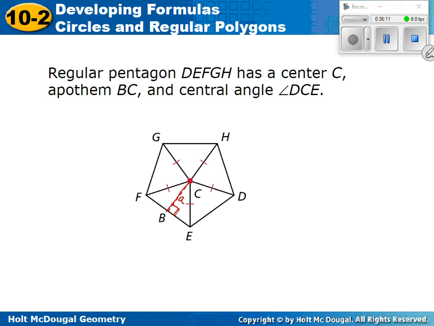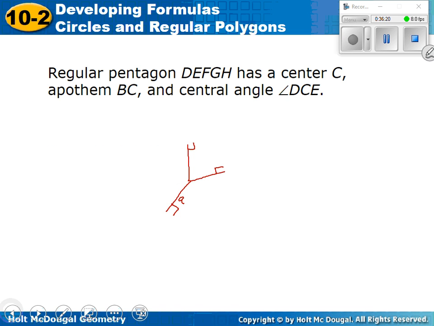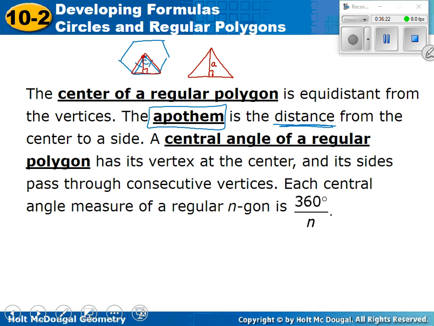This is your apothem. It could go here. It could go here. Center to side, perpendicular. Just the height of a triangle.